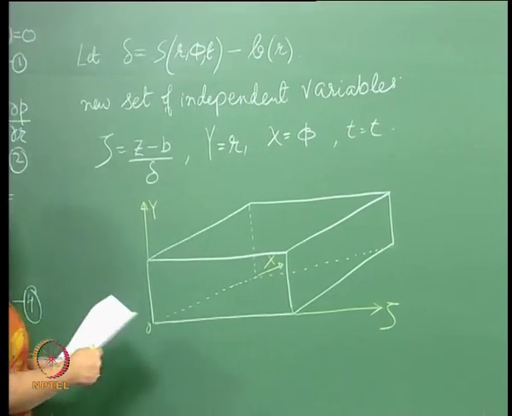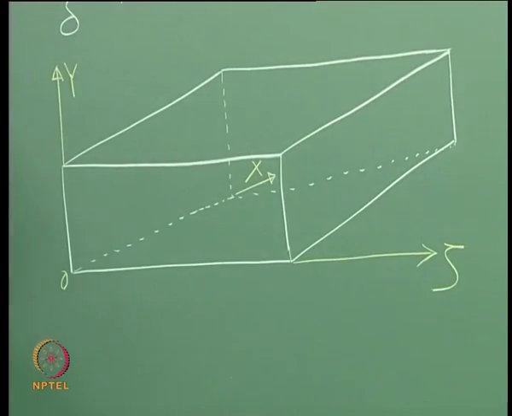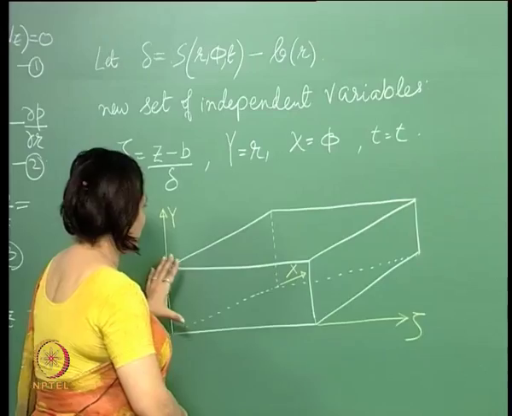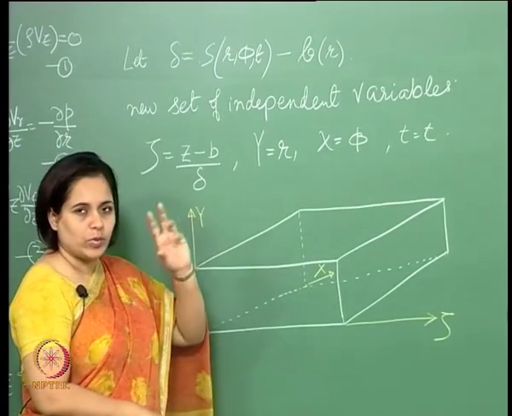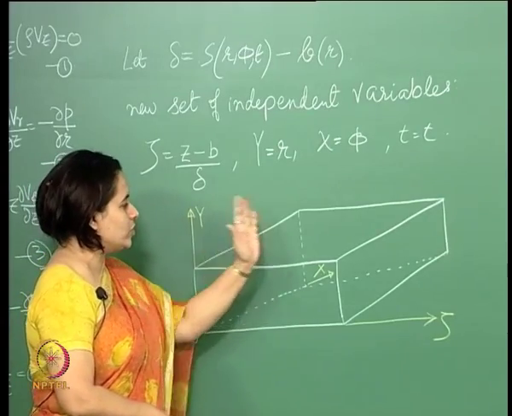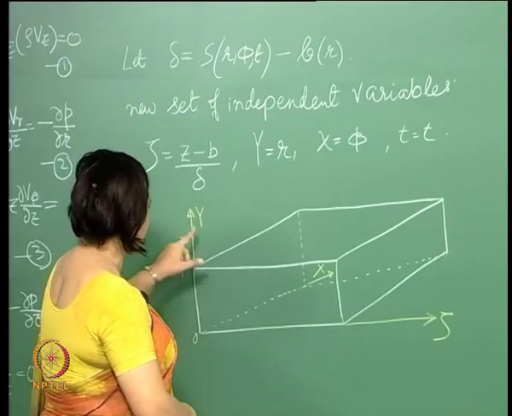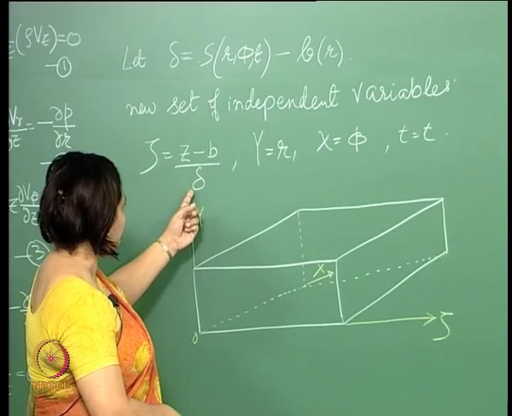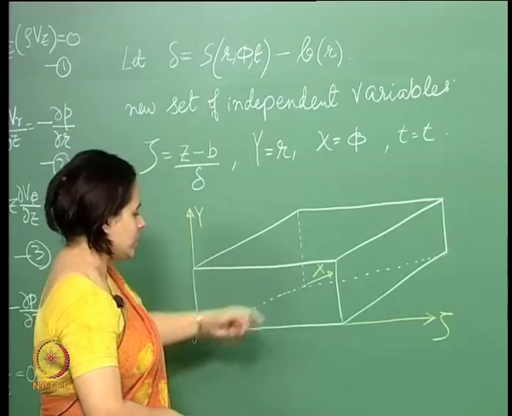So, if you look at this, this is basically the transformed coordinates. The way I transform this, this is the tau. So, this is my tau over here. Basically now the body and the shock, I transform it to these three-dimensional coordinates, which is tau, x and y, and this tau is z minus b by delta, y is equal to r and x is equal to phi.